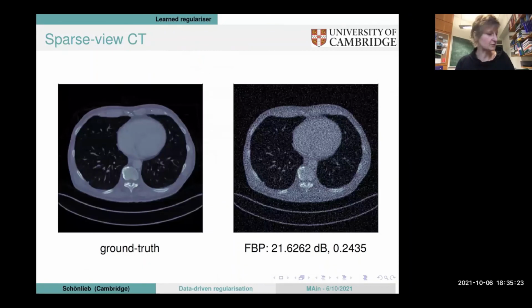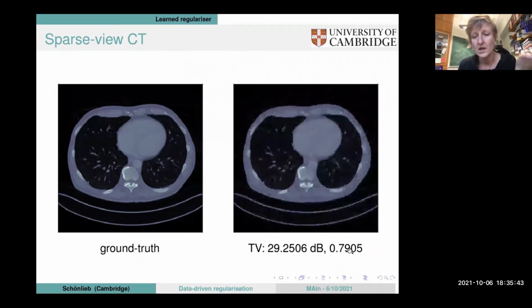One can tell that I've spoken for too long because I'm losing my voice. Okay, so here you see on the left ground truth, again simulated. So this is our comparison. On the right, it's filtered back projection. Okay, so this is filtered back projection. Again, these numbers tell you how good it is, kind of.